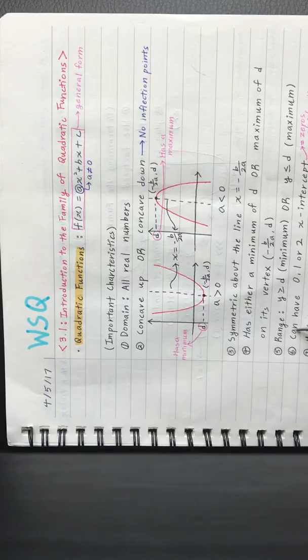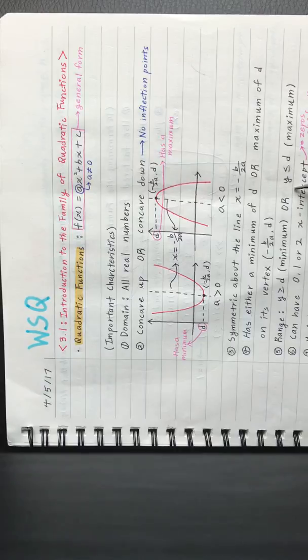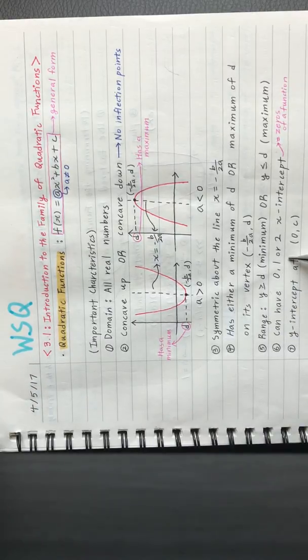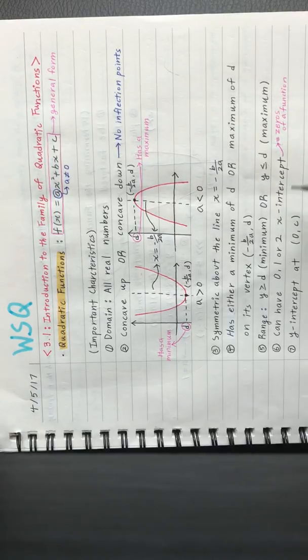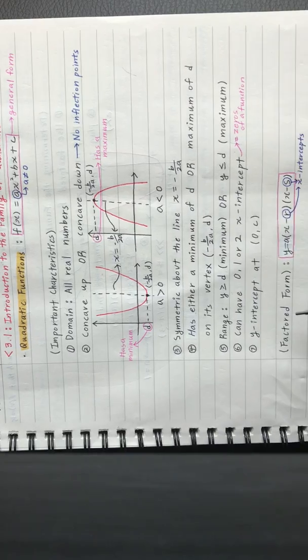And the range of the concave up graph is y is greater than or equal to d, which is a minimum value. And for concave down, it has a range of y is less than or equal to d, which is a maximum value. And the graph of the quadratic function can have 1, 0, or 2 x-intercepts, and it has a y-intercept at 0, c.